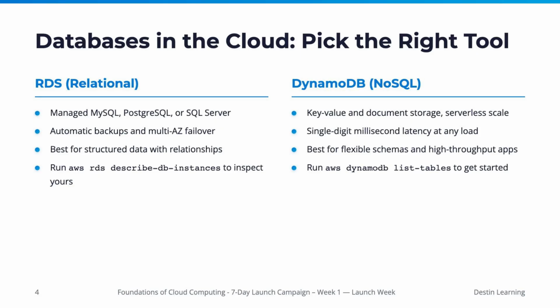It delivers single-digit millisecond latency at any load, making it perfect for flexible schemas and high-throughput applications. To get started, you can list your DynamoDB tables with aws dynamodb list-tables.